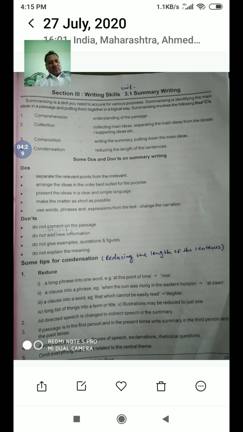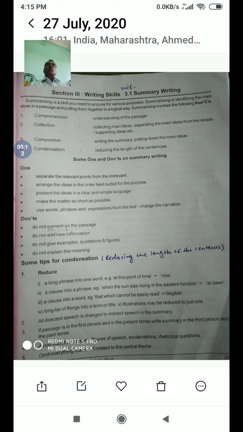Now see the sixth one. All directed speech is changed into indirect speech in the summary. Seventh one, if the passage is in the first person and in the present tense, write the summary in the third person and in the past tense. Now the next one, avoid statistics, images, figures of speech, exclamations, rhetorical questions. And last one is omit everything that is not related to a central theme.